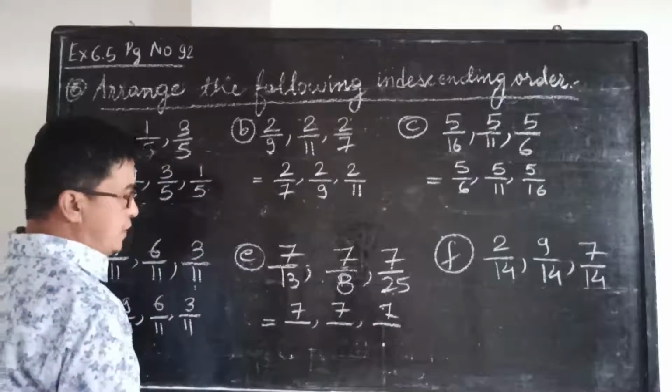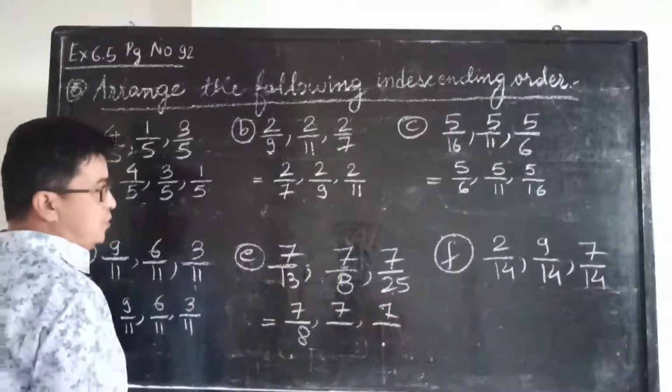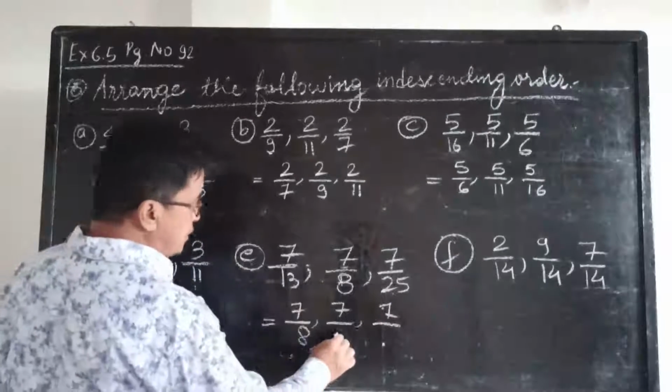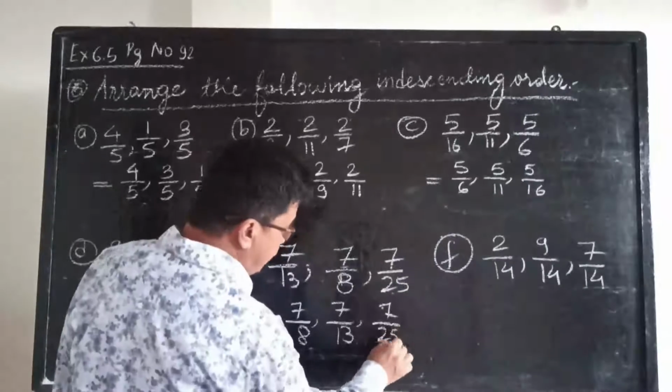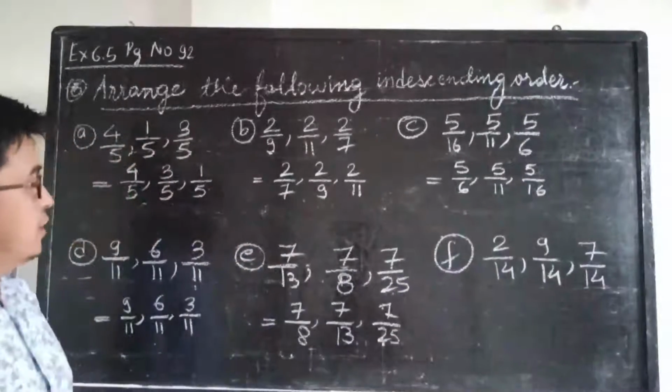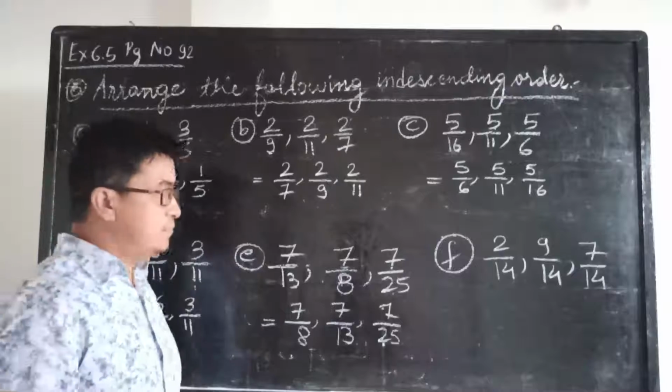Which is the smallest? 8. 7 upon 8 is the biggest fraction. Now 13 and 25, which is smaller? 13. And the last one is 25. When you write it in descending order, it comes 7 upon 8, 7 upon 13 and 7 upon 25.